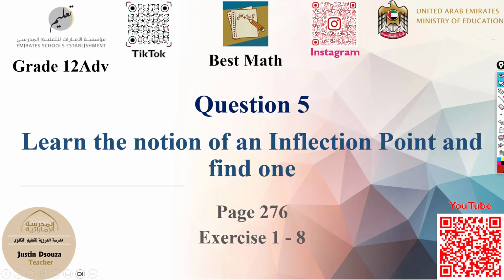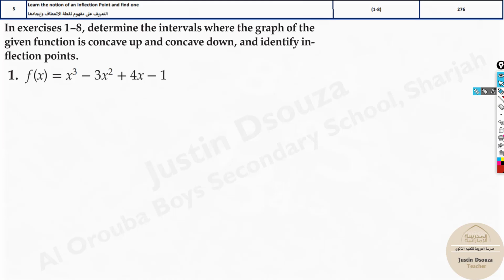Question 5 is to find the inflection points in the given questions. This can be done by double derivative. Here we have an equation. All you need to do is double derivative. You should start with the single derivative, then you can go to double. This is f prime basically. F prime of x is 3x squared minus 3 times 2 times x, which is 6x, plus 4. This will give you the critical numbers and the increasing, decreasing, but we need the double derivative.